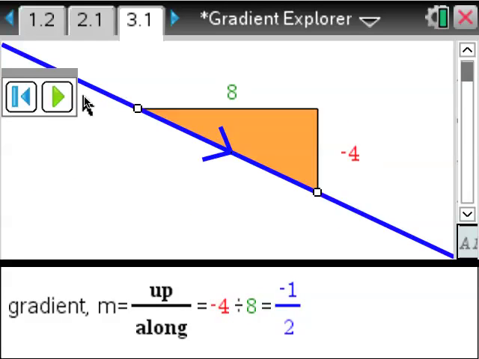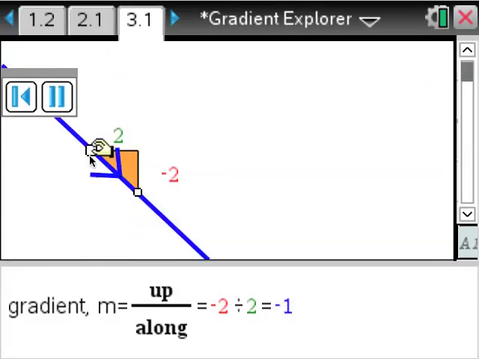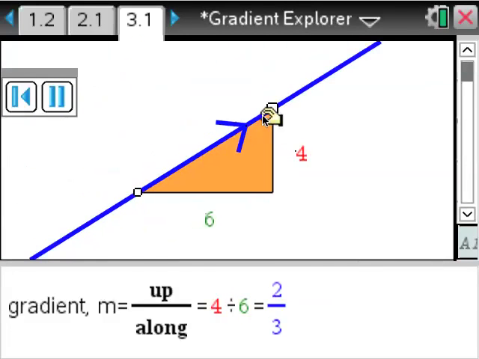On page 3.1, if you set the animation in motion, you can see that the blue arrow is trying to get students to always look at a graph going from left to right and never anything else. So even when the diagram is updated and moved around, it's always going from left to right. So always think about going along and then up, never back and then down.